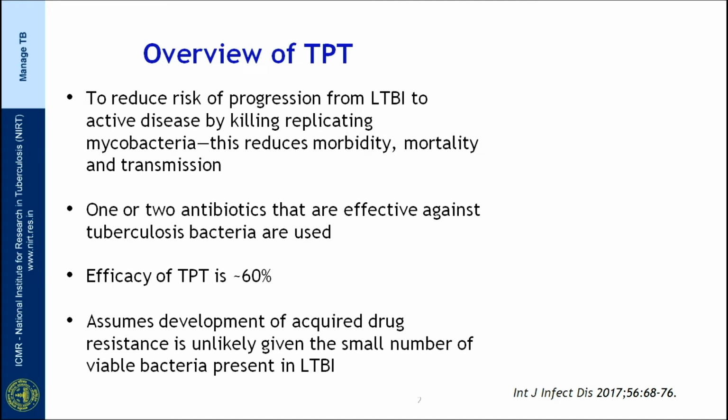One or two antibiotics that are effective against tuberculosis bacteria are used. The efficacy of TPT is said to be approximately 60%. TPT assumes development of acquired drug resistance is unlikely given the small number of viable bacteria present in latent TB infection, and that is the reason only one or two antibiotics are used.